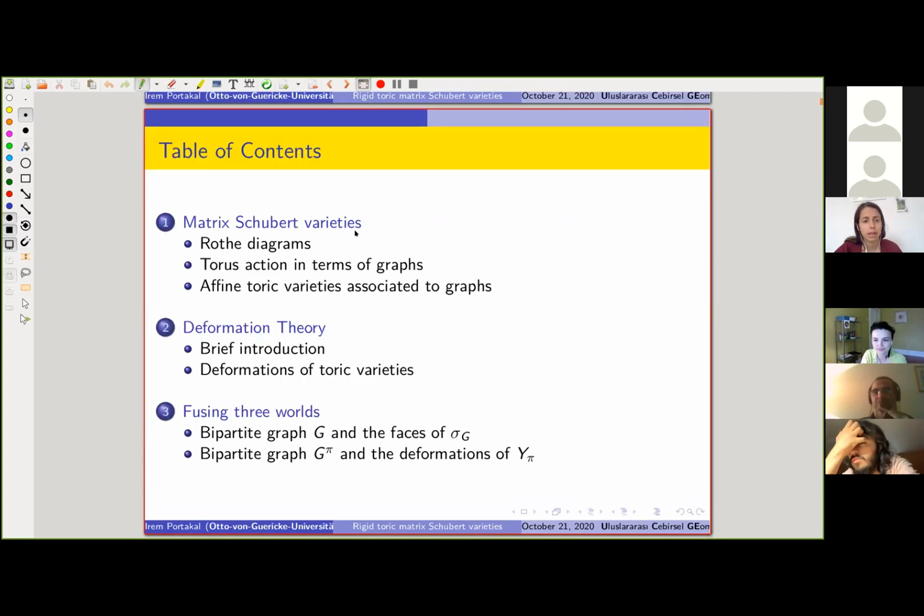So that's my plan for the talk. First of all, the matrix Schubert varieties, then deformation theory, and afterwards linking these three worlds: one is graph theory, then toric varieties, and then deformations. Some parts of this talk might be a little bit technical, so I will try to give a lot of examples. The reason that I sometimes give details on the technical structures is to give you a motivation for why I did the following thing.